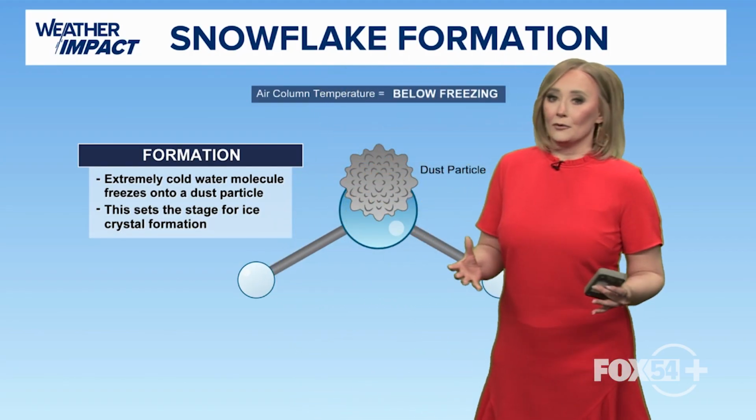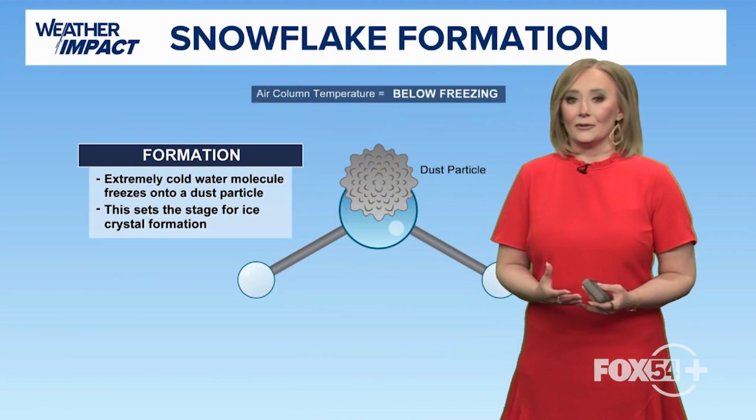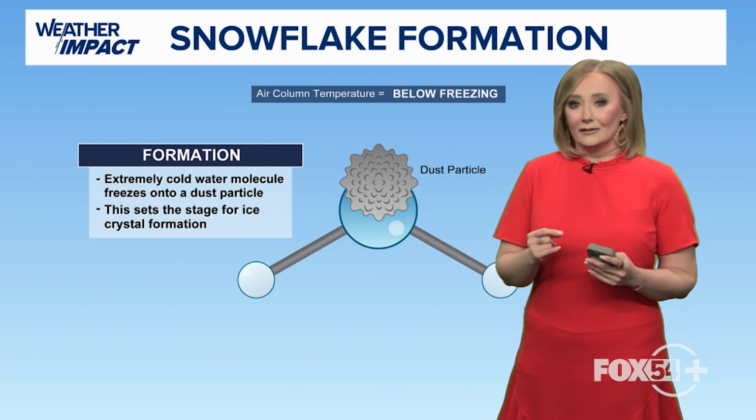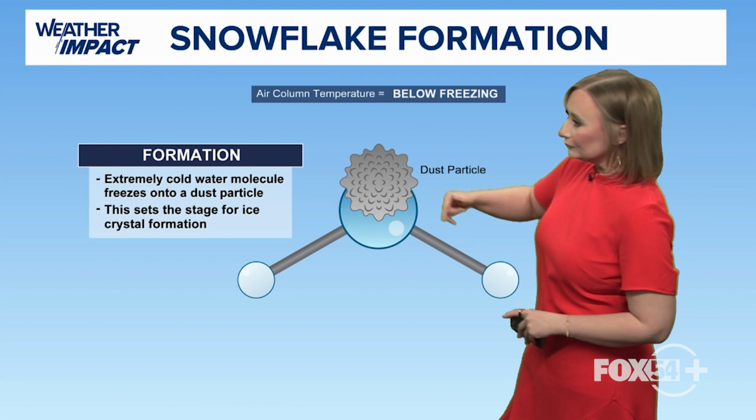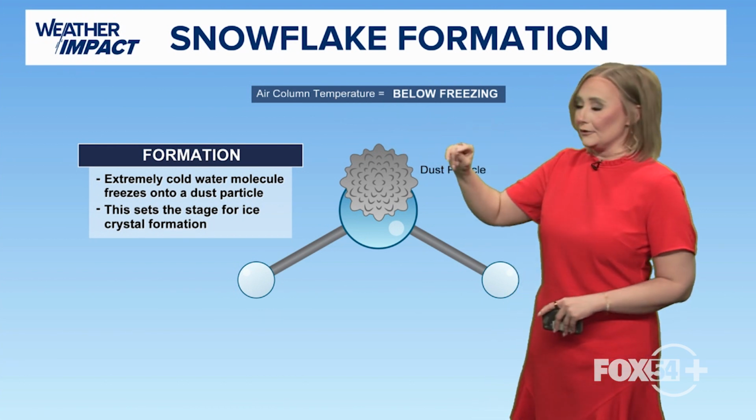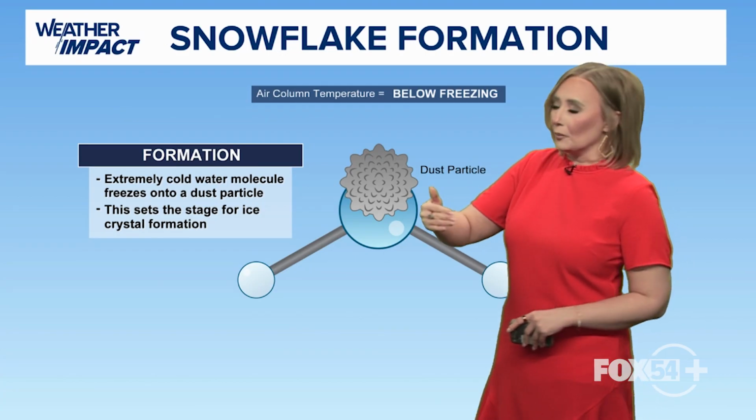So snowflake formation, how exactly do we get different types of snowflakes, how they look, and of course the difference in a snowflake and an ice crystal? Well, first, your air column temperature has to be below freezing, so that's 32 degrees or below.